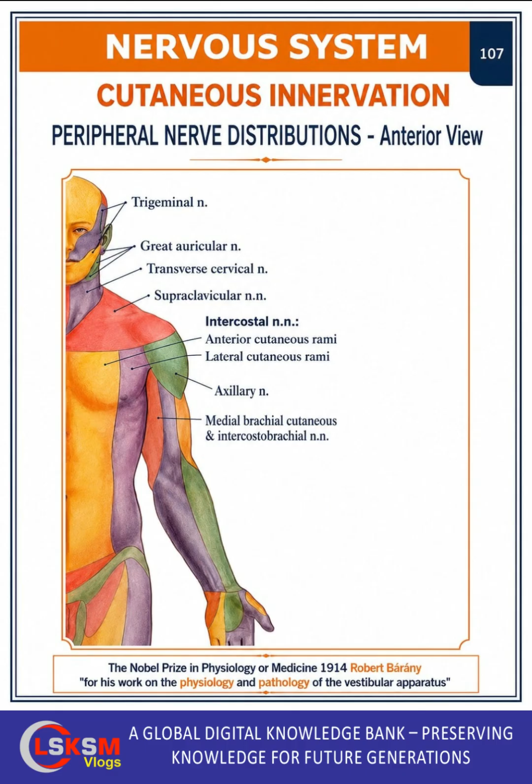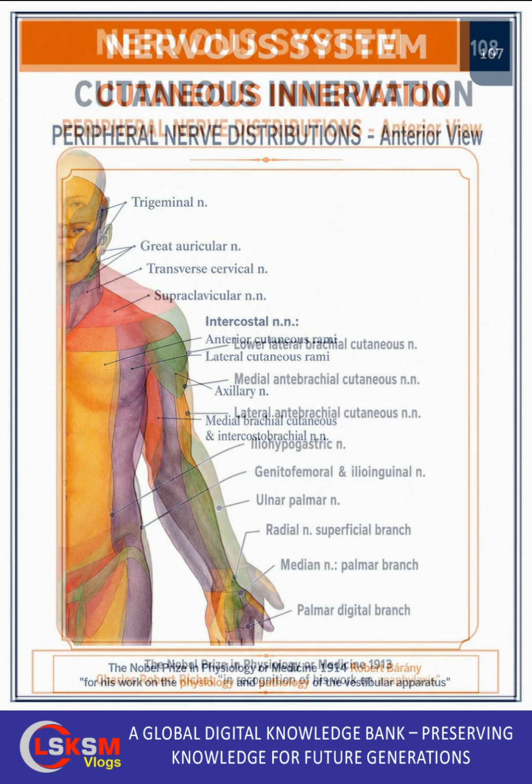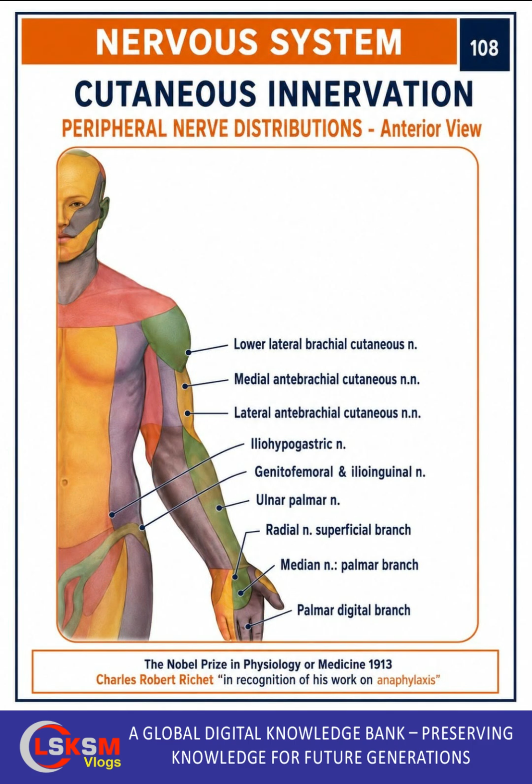Cutaneous innervation, peripheral nerve distributions, anterior view. Illustrates the skin areas supplied by major peripheral nerves on the front of the body. It differs from dermatomes by showing individual nerve territories. Shows the sensory regions of the anterior body served by peripheral nerves.